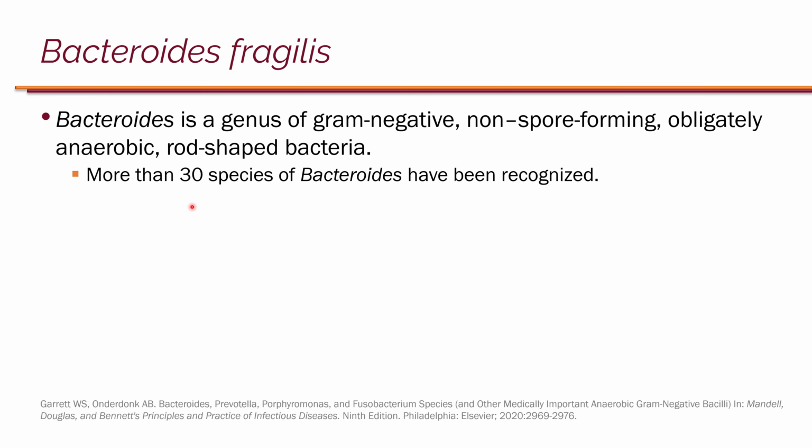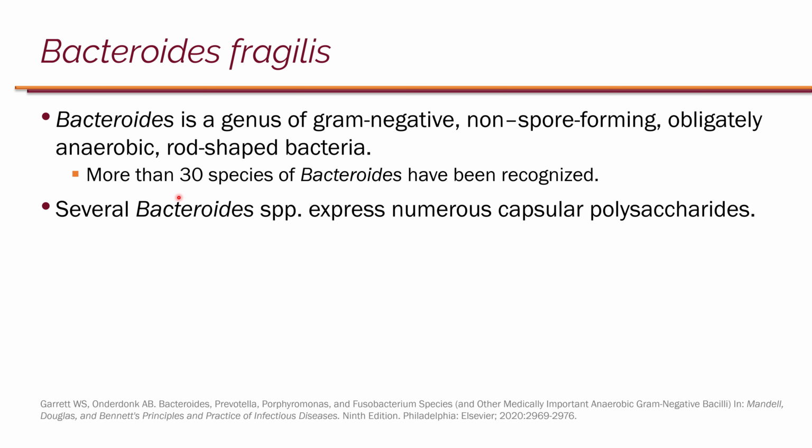Essentially, Bacteroides is a genus of gram-negative, non-spore-forming, obligately anaerobic rod-shaped bacteria. Say non-spore-forming to contrast this from Clostridia species that are spore-forming, but those are gram-positive anaerobes. So Bacteroides are gram-negative anaerobes, and there are more than 30 species of Bacteroides that have been recognized, and several Bacteroides species express numerous capsular polysaccharides.